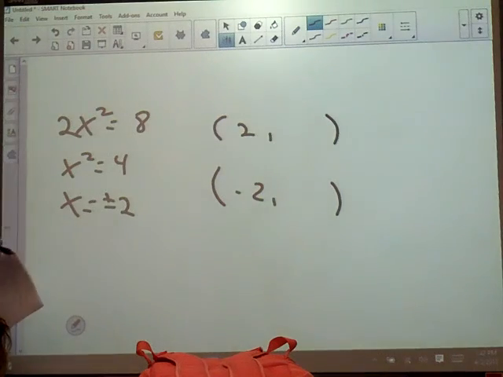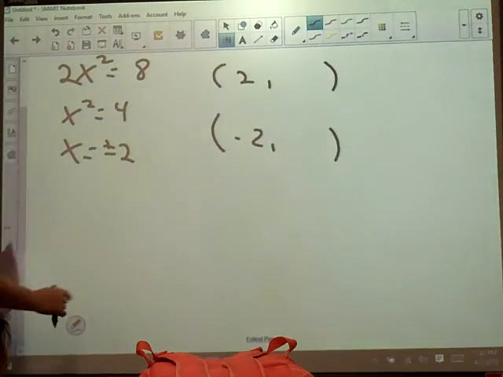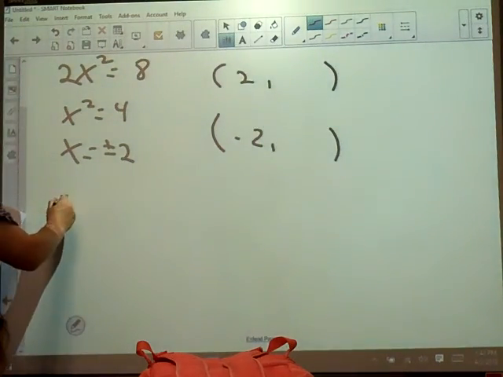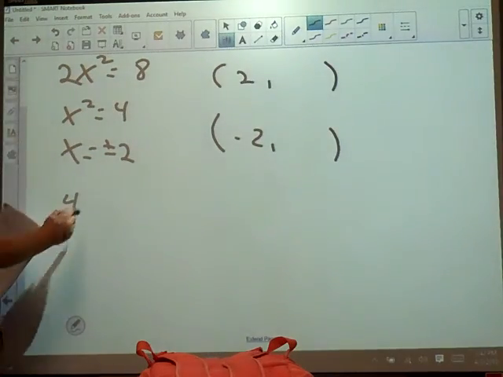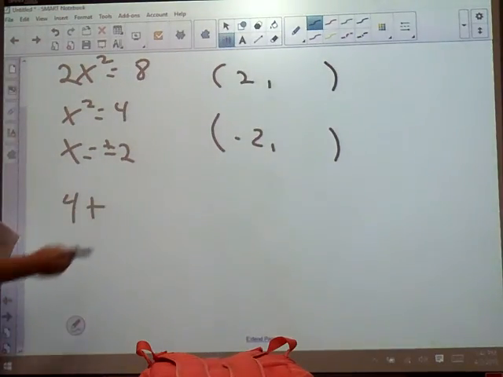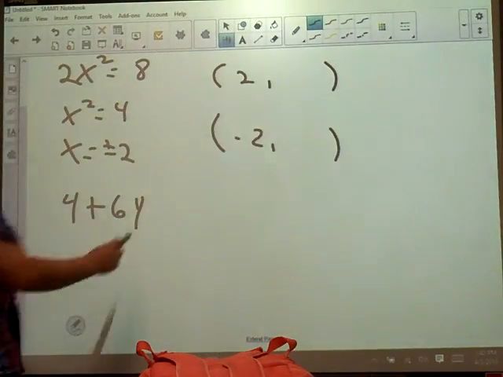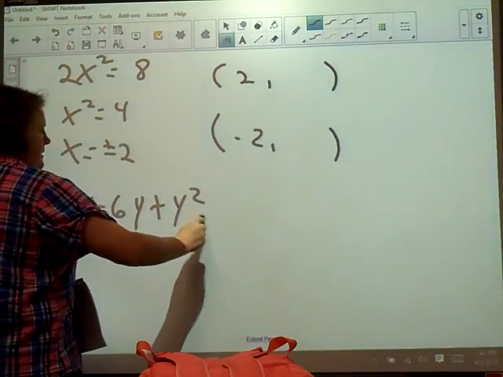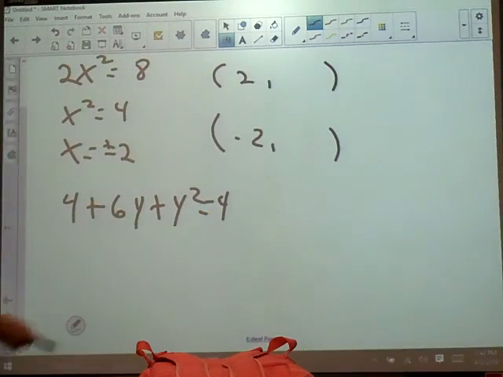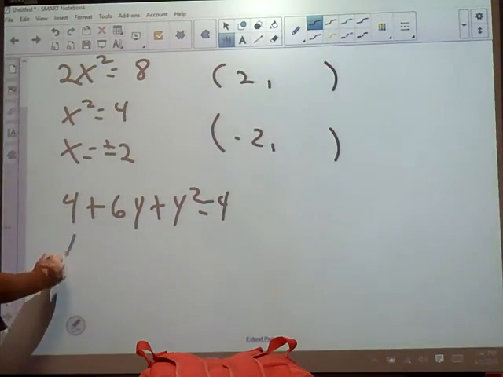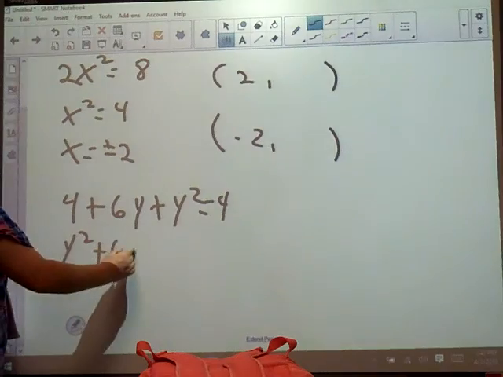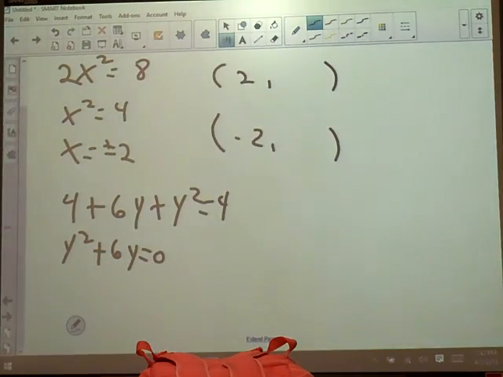Just going to plug my 2 into the first equation. So it was x squared, so 2 squared. Then it was 3 times x times y, so 3 times 2 times y, plus y squared is equal to 4. So if you subtract your 4, you're looking at y squared plus 6y is equal to 0.